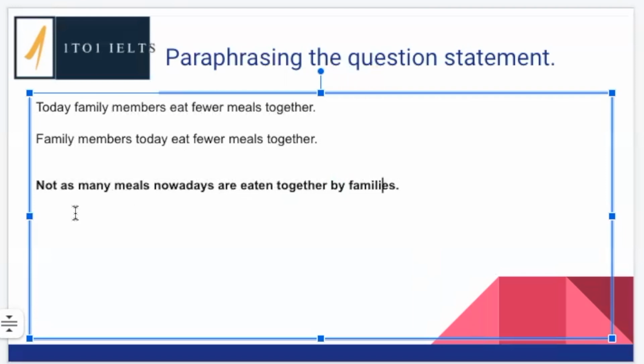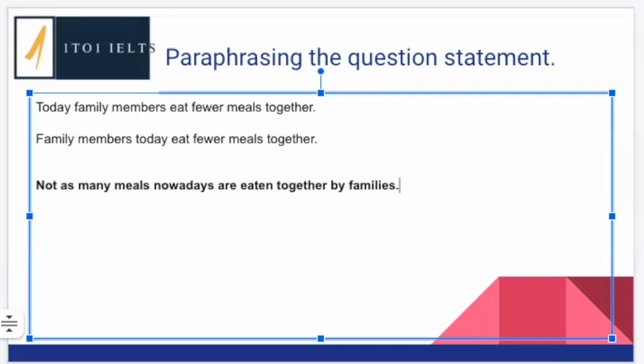It was sufficient. Now we go back to the start and check that everything makes sense. Not as many meals nowadays are eaten together by families. Okay, this has exactly the same meaning. The sentence structure has been changed incredibly considering how small a sentence it was. And here we have an excellent paraphrase.